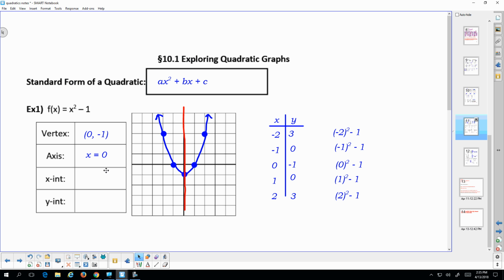That's your axis. But it's got to be x equals 0 because it's an equation. It's a vertical line equation. Remember HOY VUX? x equals is going to be a vertical line. That's how you get your axis.